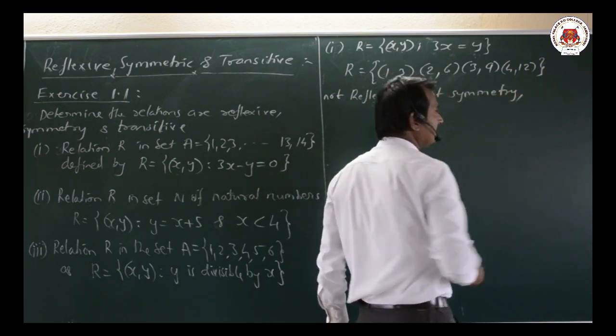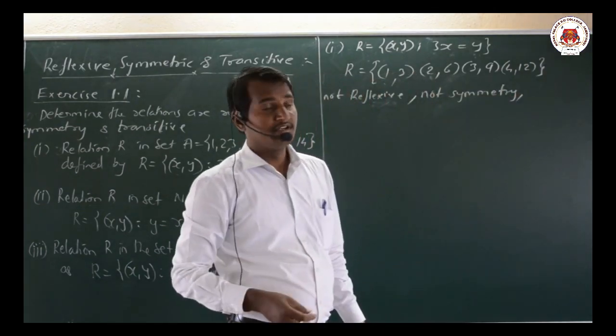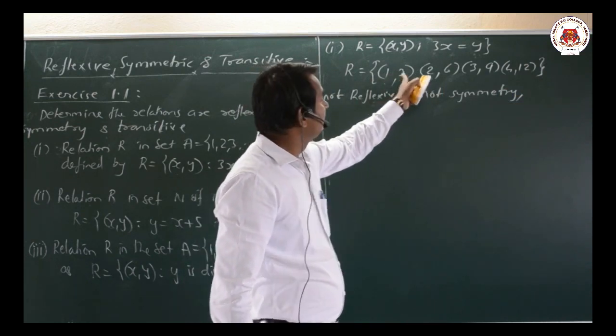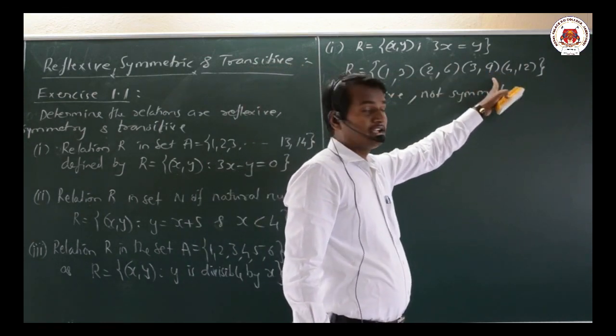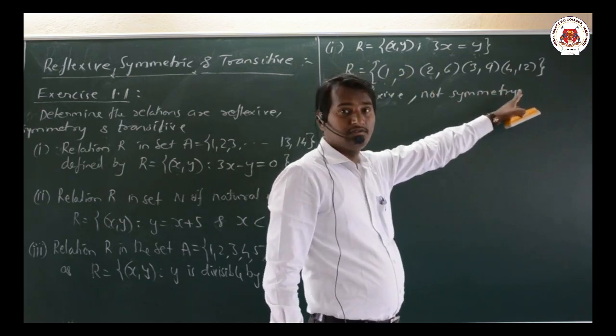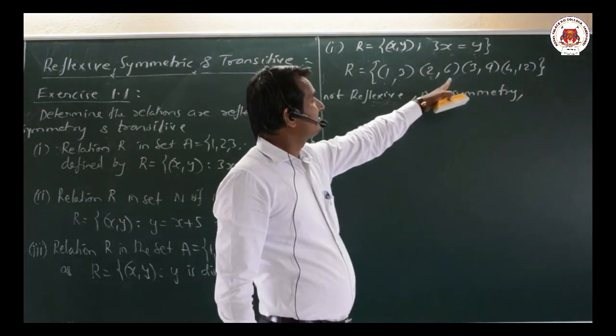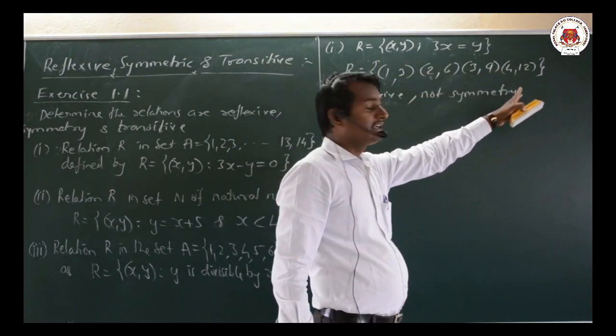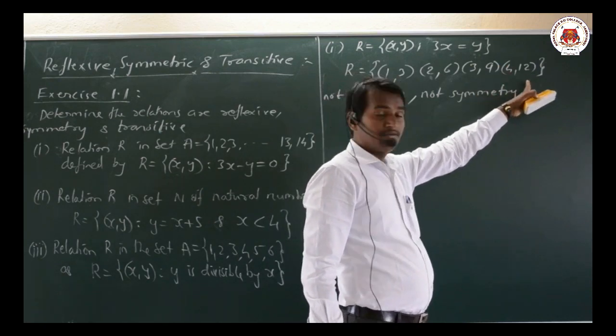Symmetry. And the last one, that is transitive. Transitive means what? We have (1, 3). If we have (1, 3), we are having (3, 9). But do we have any term called (1, 9) anywhere? We don't have. Okay, (2, 6) is there, starting from 6 nothing is there. Okay, (3, 9), starting from 9 nothing is there. (4, 12), starting from 12 nothing is there.